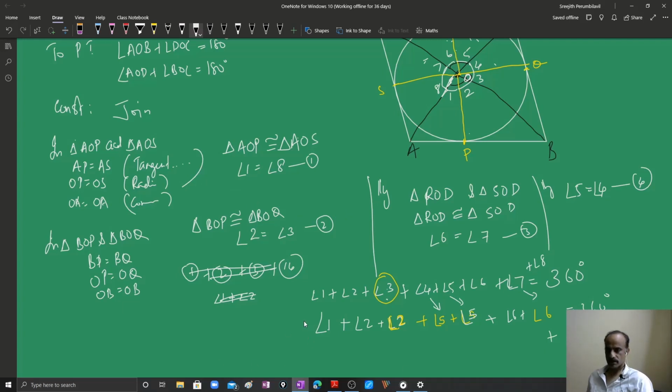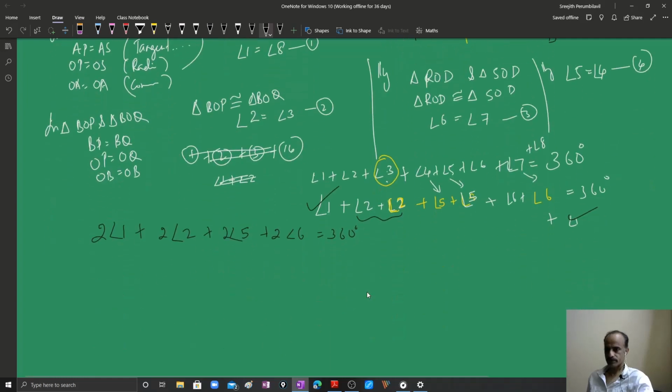So what happens is that angle 1 and angle 1, 2 times angle 1, plus 2 times angle 2, plus 2 times angle 5, plus 2 times angle 6 is equal to 360 degrees. 2 times angle 1 plus angle 2 plus angle 5 plus angle 6 is equal to 360. This implies angle 1 plus angle 2 plus angle 5 plus angle 6 is equal to 180 degrees.